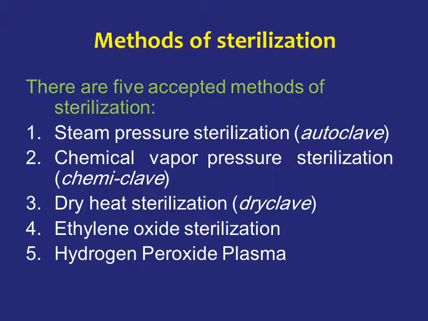There are several methods for sterilization. The most common methods that are used in sterilization we will discuss in this lecture. First, autoclave, or steam pressure sterilization; chemical vapor pressure sterilization, or chemiclave; dry heat sterilization with hot air oven; ethylene oxide sterilization; and hydrogen peroxide plasma.